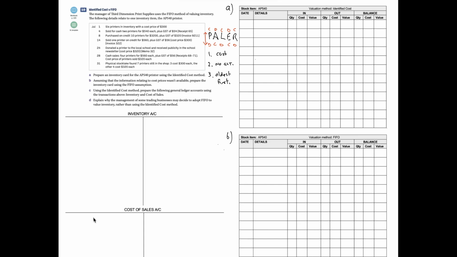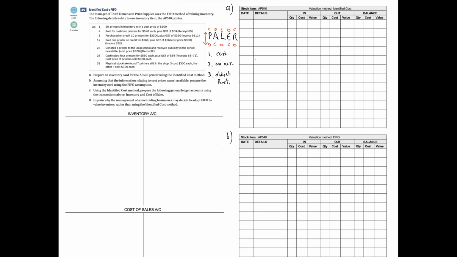Hi all, this video is going to run through how to complete exercise 7.10, which is all about recording transactions in inventory cards using either the identified cost or FIFO methodology of inventory valuation. This is going to be a bit longer of a video because it's a bit bigger of a question, so let's delve right into it.